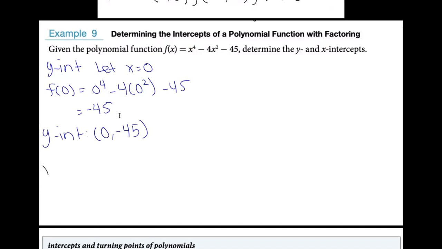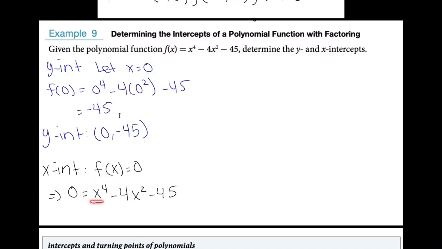Now x-intercept. This is when the whole thing is 0. Meaning 0 has to be x to the 4th minus 4x squared minus 45. Okay, again, I have no idea what values make that 0 because it's not factored. So let's factor it. Now looking at this, I don't know how to factor a degree 4 polynomial. So we kind of have to think of a way to factor this using something we know how to do.